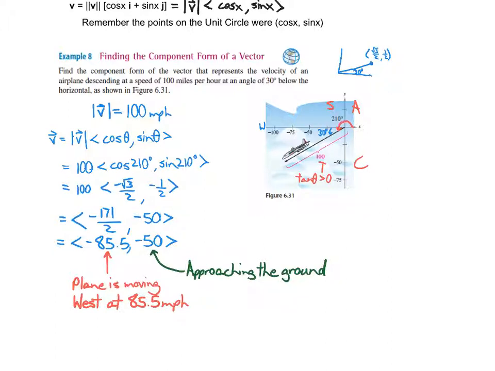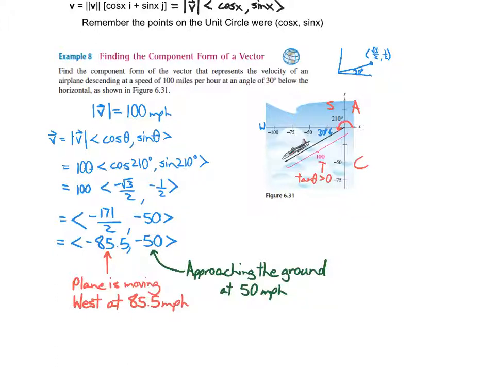So, we're approaching the ground at this rate of 50 miles per hour. We definitely don't want to land at this angle. But that's what those components are giving us. At an angle, we're going 100 miles per hour. But horizontally, we're moving 85.5. Vertically, we're going 50 miles an hour. That's why this is useful, because if we know that we're at a certain height, we can figure out how many minutes it's going to take us to reach the ground.